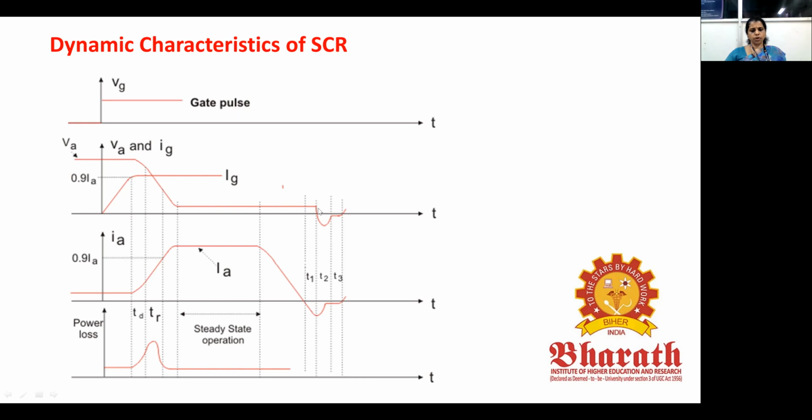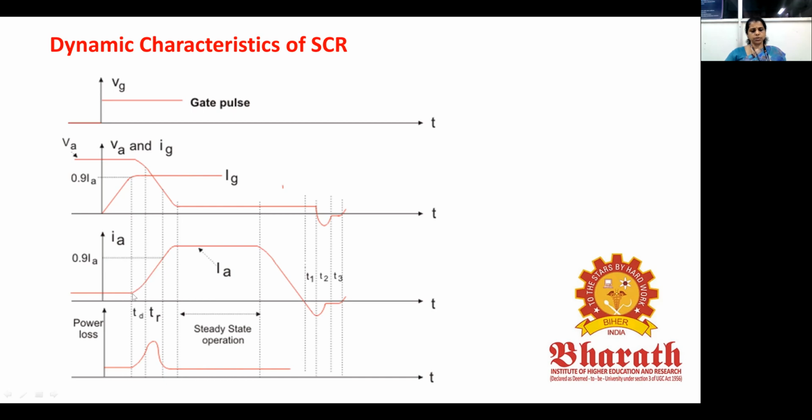And once it reaches some point, in the off condition, it will go off. I mean, the charges will be removed. So that is the curve. The next one is the anode current. When the gate pulse is given, it will move from off to on, so the anode current will increase from minimum to maximum. This is 90% of the anode current, and this is the maximum value of the anode current. The same graph is here, you can see it is separated here.